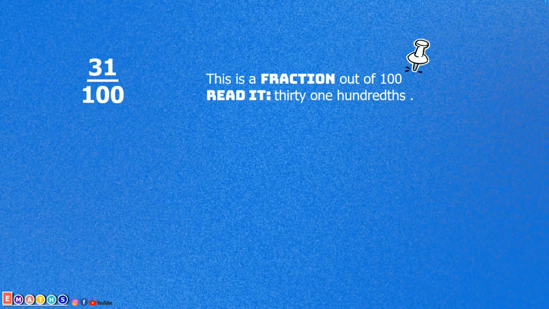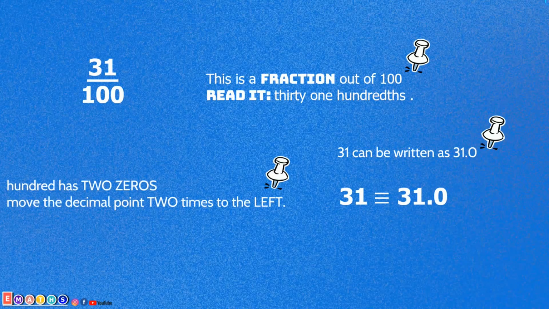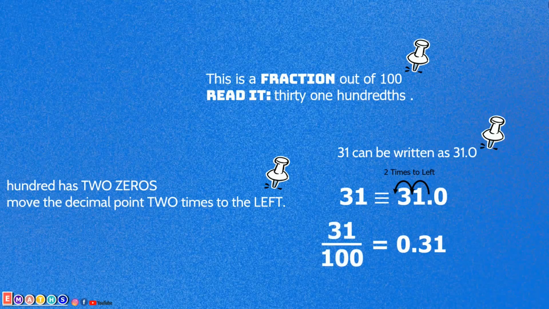This is a fraction out of 100. We read it 31 hundredths. 31 can be written as 31.0. 100 has 2 zeros. Move the decimal point 2 times to the left. Fraction 31 hundredths equals 0.31.